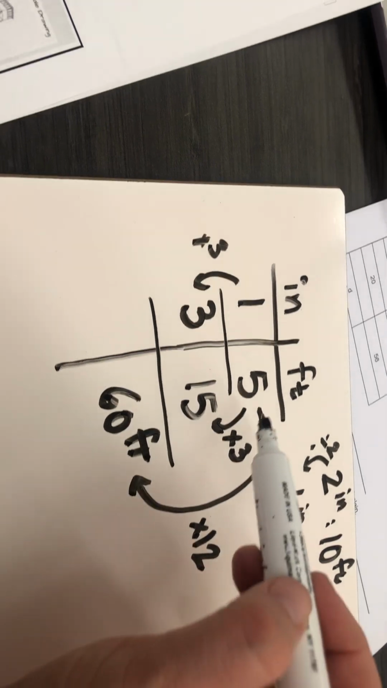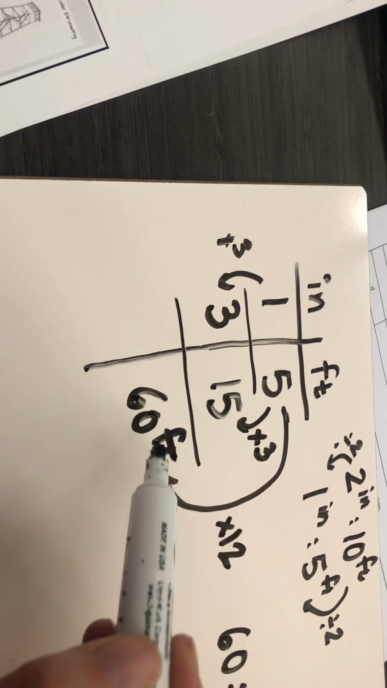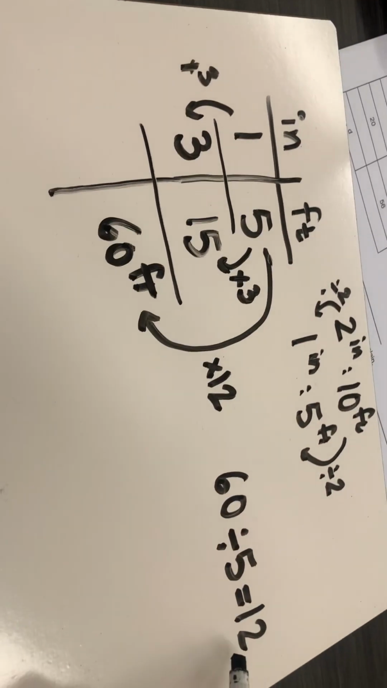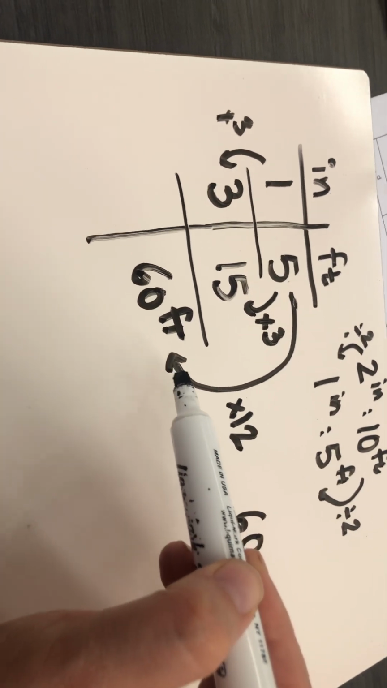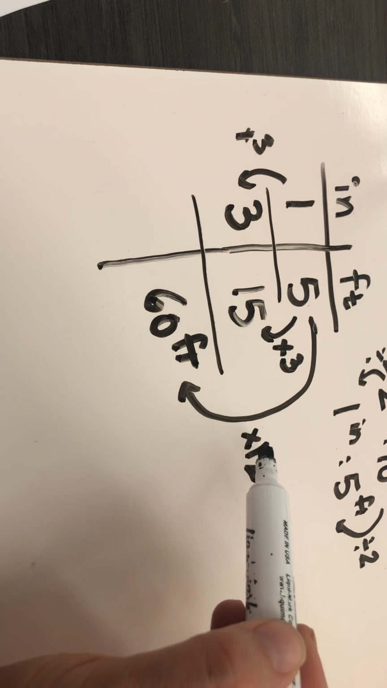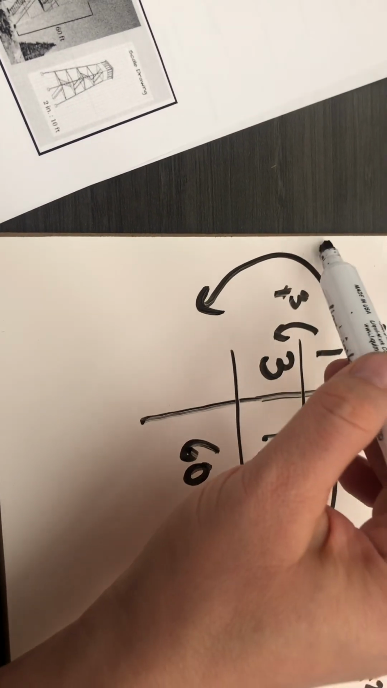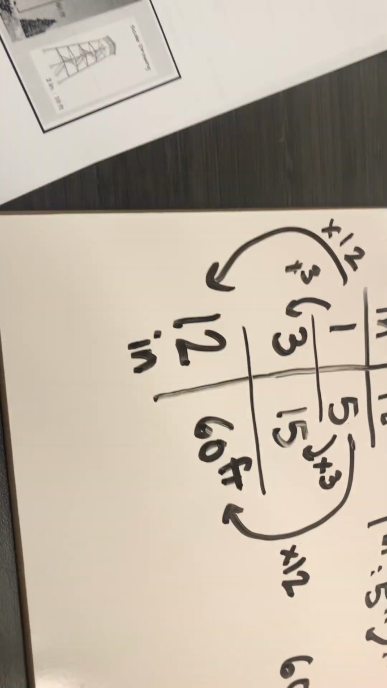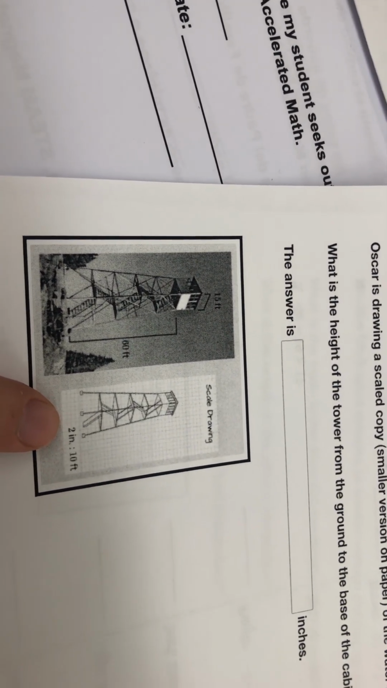So every time you have numbers that you don't know off the top of your head, you can easily divide 60 by 5 in this case, and that will give me 12. So that's 5 times 12, and I can double check that on my calculator. 5 times 12 is equal to 60. So I'm going to go ahead and do 1 times 12 on this side, and that's going to give me 12 inches. So the drawing of this tower is 12 inches tall.